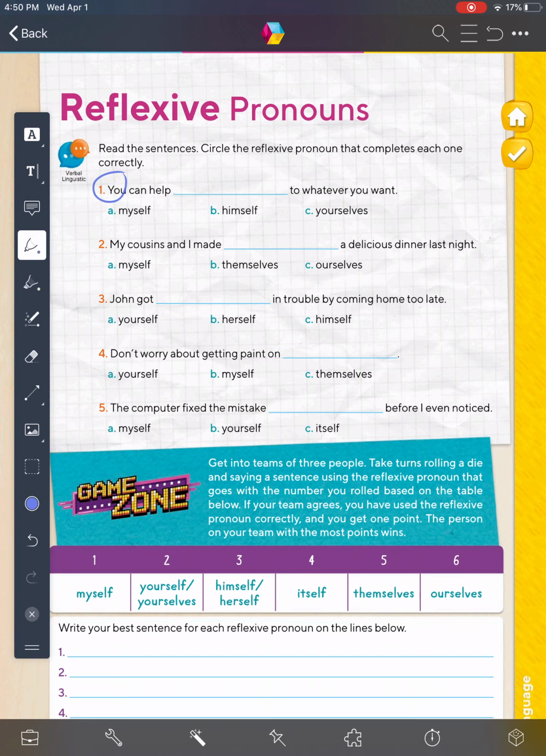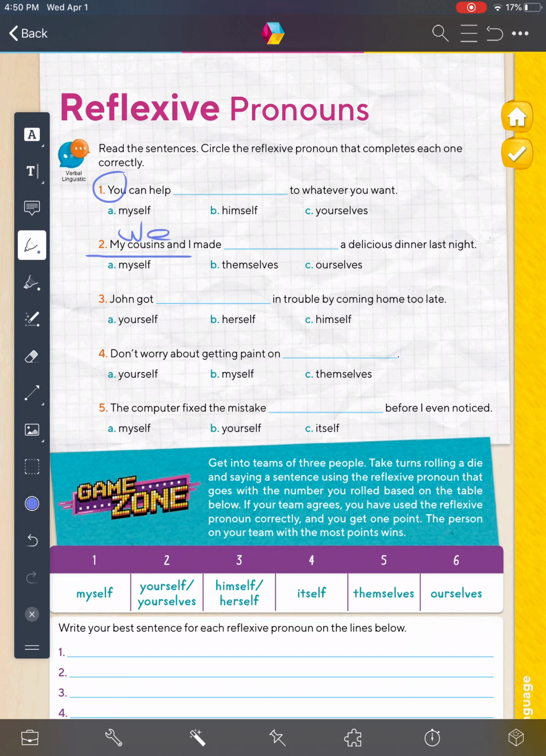Number 2. My cousins and I made a delicious dinner last time. If we are talking about my cousins and I, what is the pronoun to replace that subject? We? Very good. We. So what is the reflexive pronoun for we? Your time to choose. Now let's keep moving.